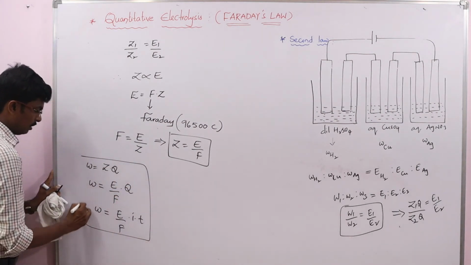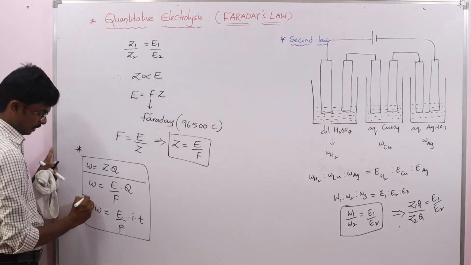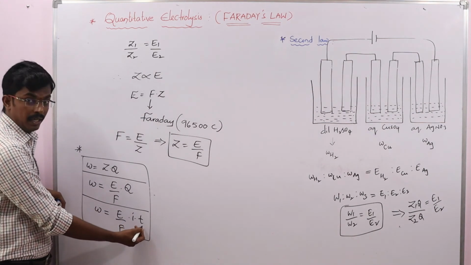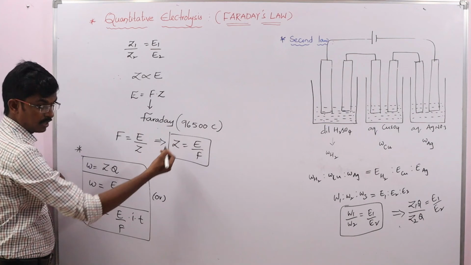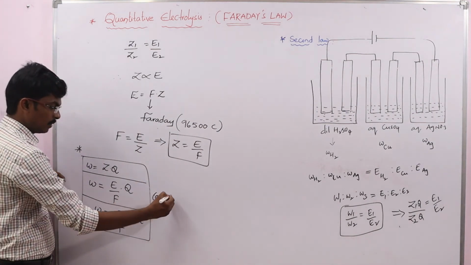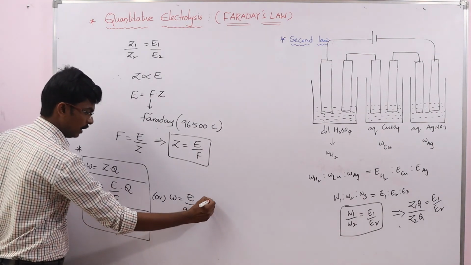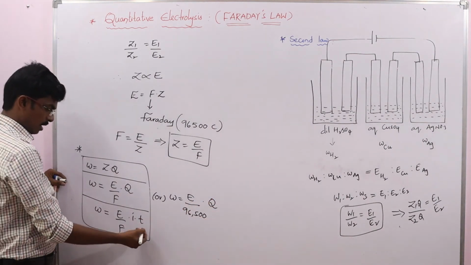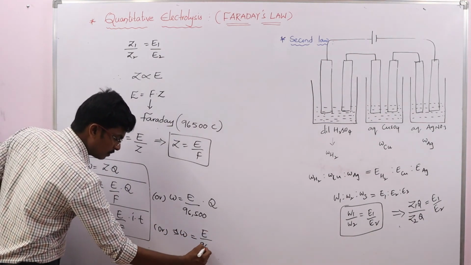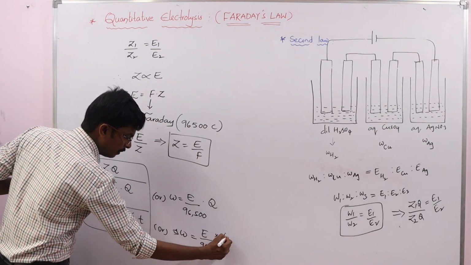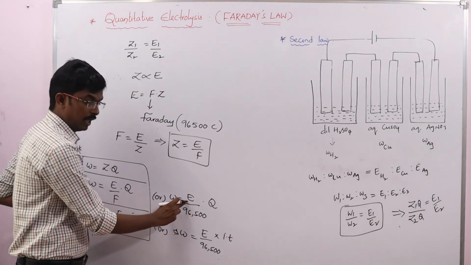So these are the forms of Faraday's first law we are given. Now see E by F into IT. When you represent Faraday as 96,500 coulombs, it is also possible to write W equals E by 96,500 coulombs into Q, or W equals E by 96,500 into I into T. So these are the two formulas, and E equals equivalent weight.